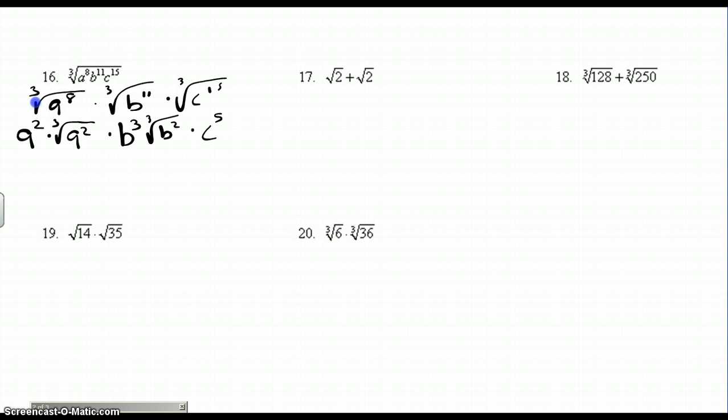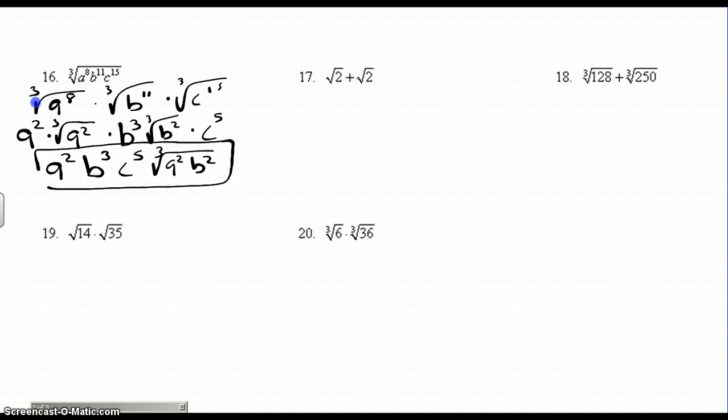And I'm going to pull out front everything that's not underneath the cube root. So I have a squared, b to the 3rd, and c to the 5th. And then underneath that cube root, I have my a squared and b squared. So that's my final answer. For number 17, remember there's an imaginary coefficient of 1 here. So if I have 1 root 2 plus 1 root 2, that means I have 2 root 2's. That's my final answer there.